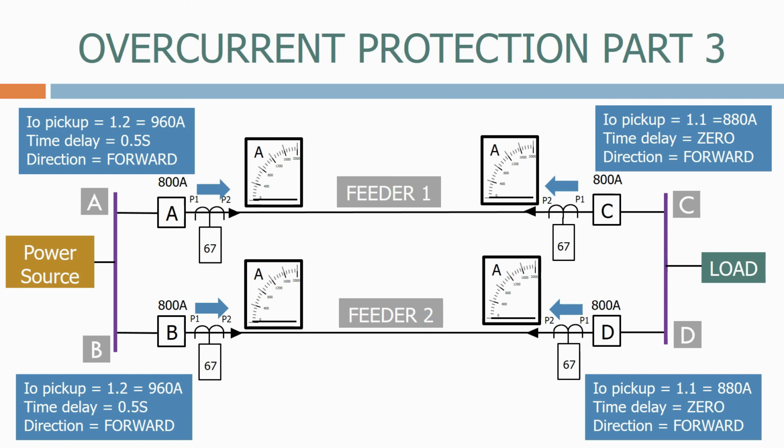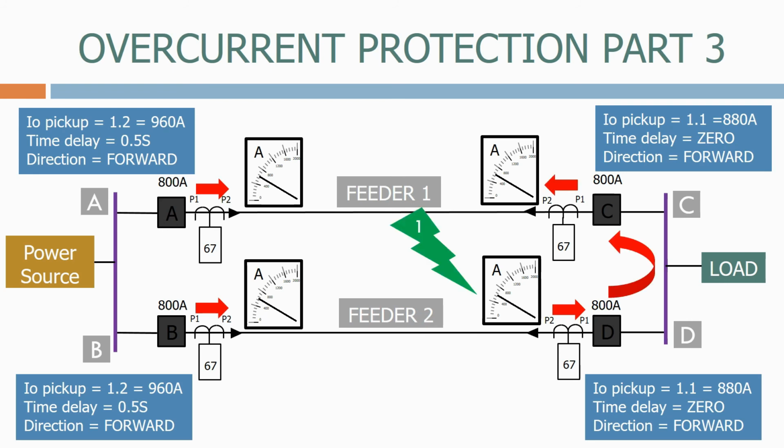Let's now close the circuit breaker. Current will now flow from the power source through feeder 1 and feeder 2 onto the load. If the two feeders are the same length, the currents should be shared fairly equally. Let's now apply a fault on the feeder from A to C and see what happens. The currents will increase substantially on both feeders, with additional current backfeeding from end D to C. Let's now see how all the relays react.